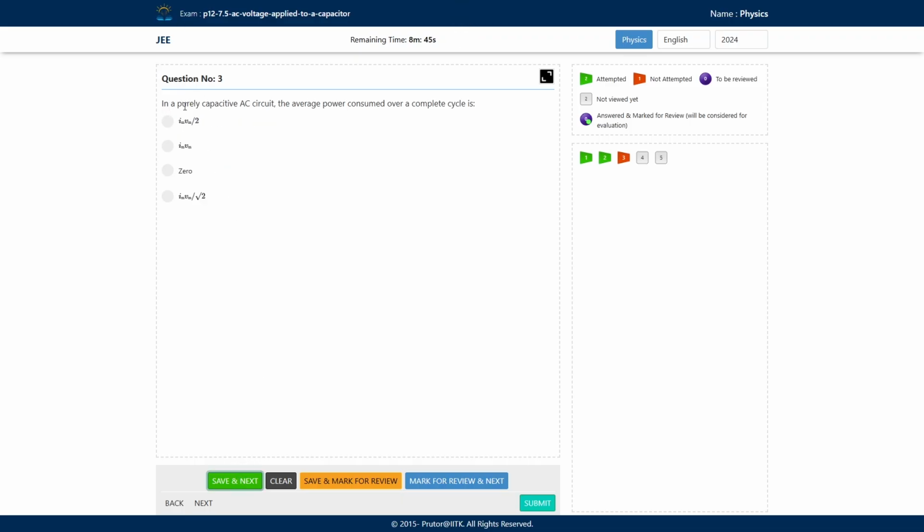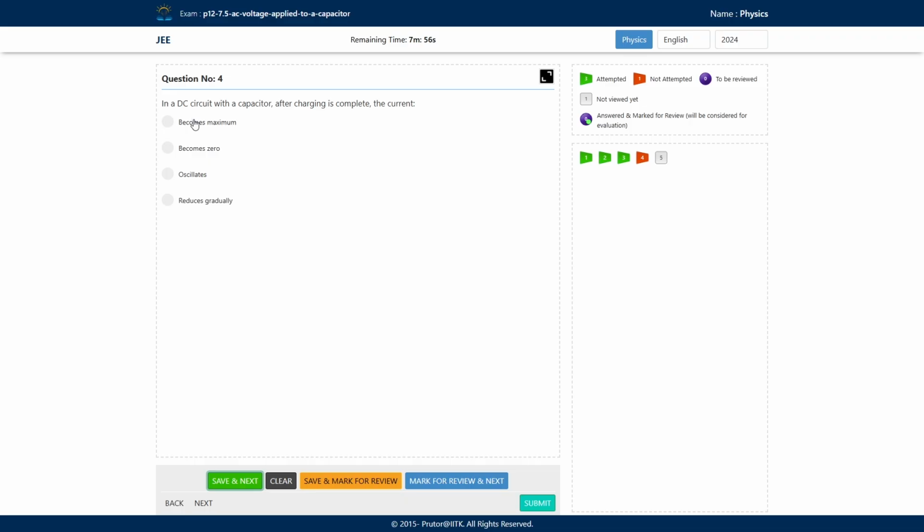Yes, A. In a purely capacitive AC circuit, the average power consumed over a full cycle is Im Vm upon 2, 0, or Im Vm upon root 2. So what is the average power consumed over a complete cycle in the capacitive circuit? Which option is correct? In a purely capacitive circuit and in an inductive circuit, in both, the average power consumed over a complete cycle is 0.